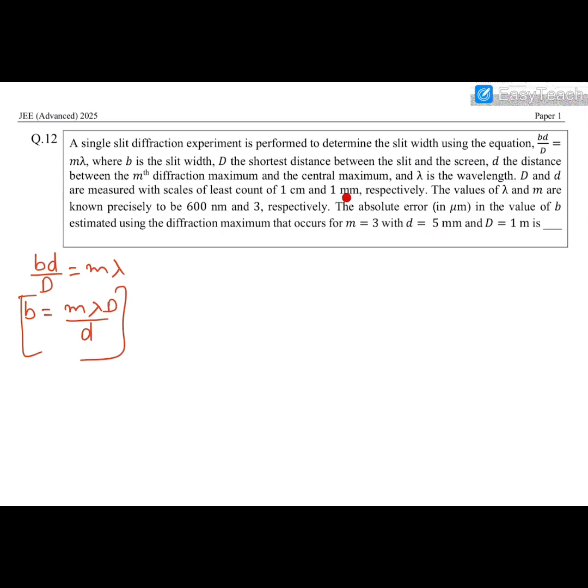So this error is 1 mm for measurement of d, and the value of d is 5 mm. You can see that if error is 1 mm and true value is 5 mm, then error is 20% of the true value. So this is a huge amount of error, and therefore this method of differentiation is not valid in this case. So we will use the manual method. I'll tell you what the manual method is.